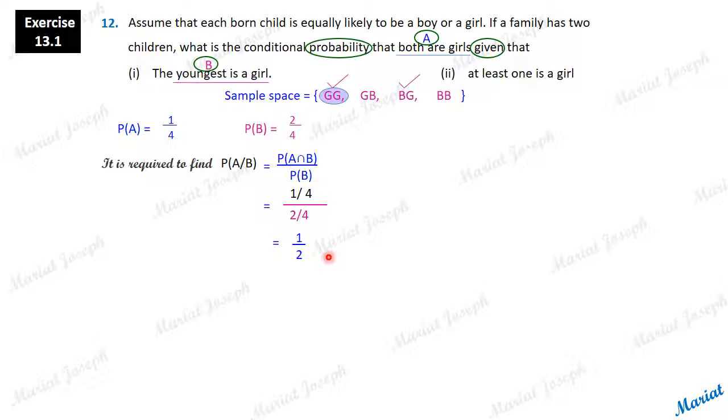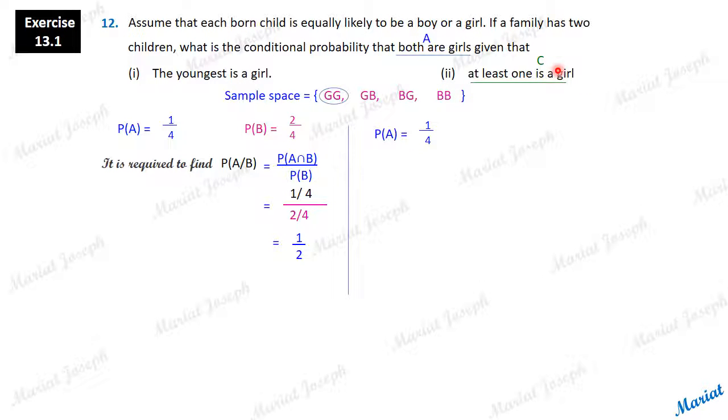Now, there is one more case. We need to treat it as a fresh case. The conditional probability of A, given that at least one is a girl. Let's discuss it. This time, again, A is taken as the first event, with probability 1 by 4, already calculated. Now, the second condition, the given information, is at least one is a girl. Let me call it event C.